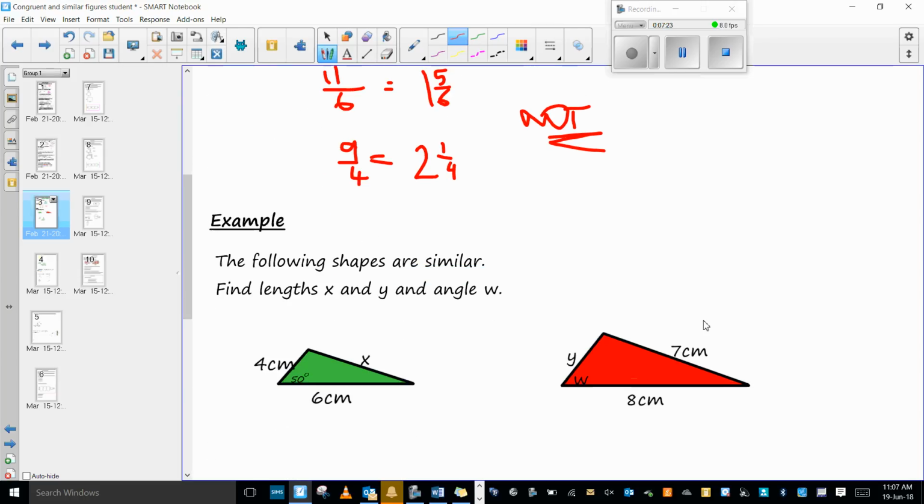Here we've got the following shapes are similar, so they've told us they're similar. Find lengths X, Y, and angle W. So if we're trying to find angle W, what's it going to be? 50. So that was a nice, easy one.